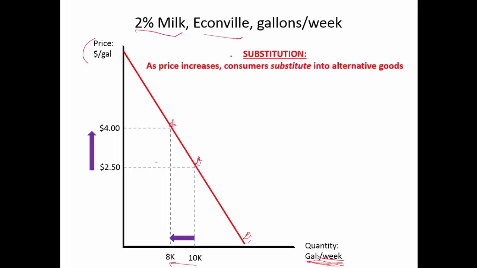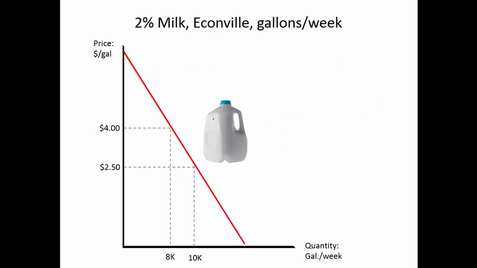Let's think about why we're making this move. Well, as the price goes up, we have substitution happening. People buy less of this good because it's too expensive, likely going to buy more of other goods. So they're substituting out of a more expensive good and into alternative goods. So we might be buying less milk, and with our grocery money, our food money, maybe we're buying more orange juice. Okay, so there's substitution as price increases.